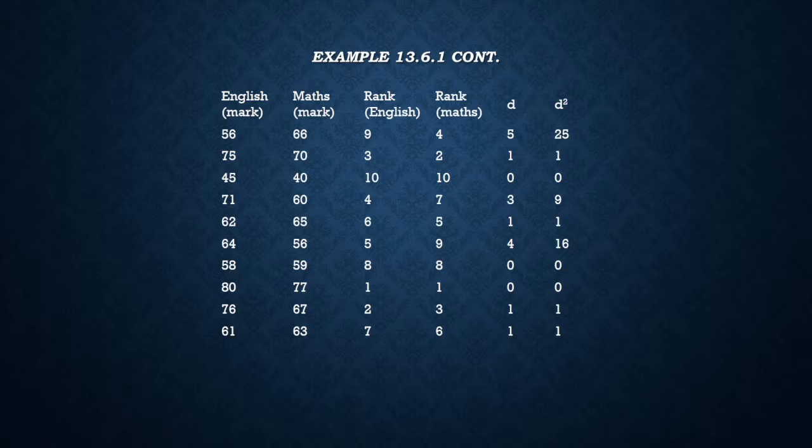Then for columns 3 and 4, we want to put the ranks of the English and the math scores. For the first row, we can see that there is an English score of 56 and a math score of 66. The rank for the English score would be 9th. The rank for the math score would be 4th. The difference in those ranks is 5, and the difference squared is 25. We would complete the following procedures for the remaining rows.